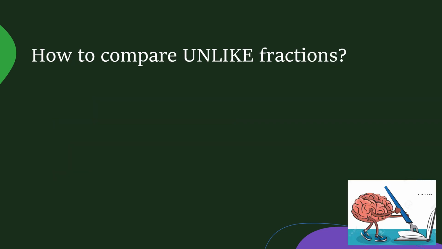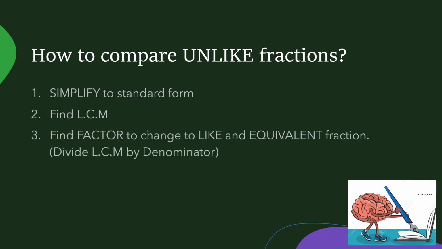So how do we compare unlike fractions? What are the steps we follow? First, we simplify to standard form. Second, we find the LCM of the denominators. Third, we find the factor we need to change to like and equivalent fraction. We find this by dividing the LCM by the denominator.